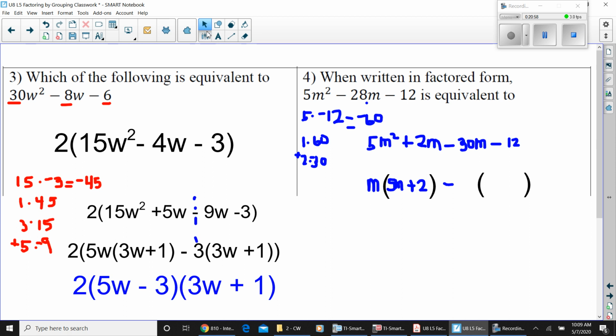To get the greatest common factor between 30 and 12, we need the greatest number that goes into both. So 12 does not go into 30. 6 does go into both 12 and 30. So I'm going to put that on the outside, 6. The 6 is the greatest common factor. 6 times what equals negative 30m? 6 times 5m. You notice that you have 5m here. And then negative 6 times what equals negative 12? 2.